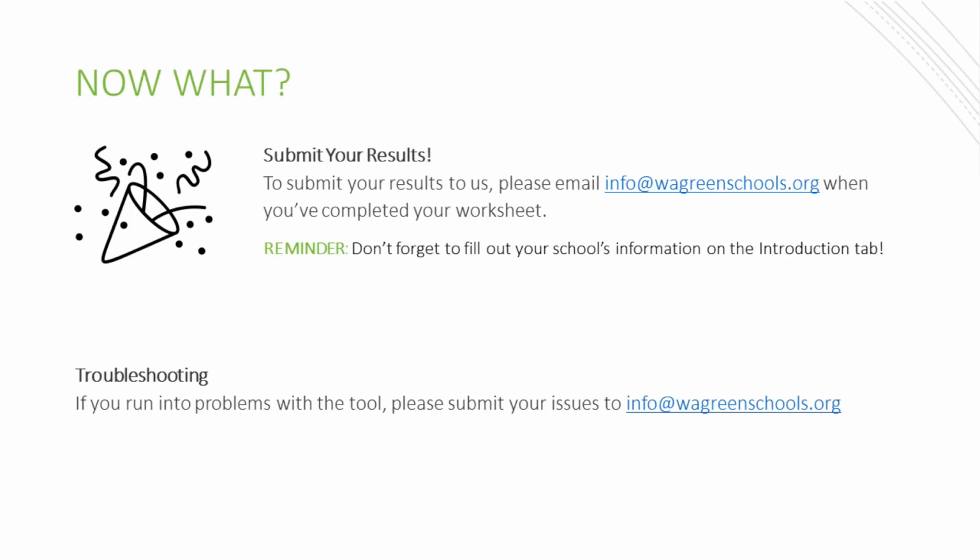Once you've completed your projects, submit your results to Washington Green Schools. To do so, please email info@waggreenschools.org. Double-check that you've filled out your school's information on the Introductions tab so we can attribute your impact. If you run into problems with the tool, please submit your issues to info@waggreenschools.org, and we'll find a way to assist you.